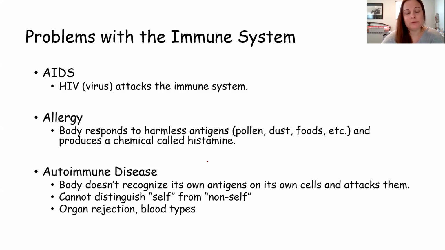So an allergy is when the body responds to a harmless antigen. Things like pollen, dust, and certain foods like peanuts all have their own antigens on them, and typically they are not harmful to the body. But an allergy is when your body produces a full immune response to an antigen on something that's not harmful.